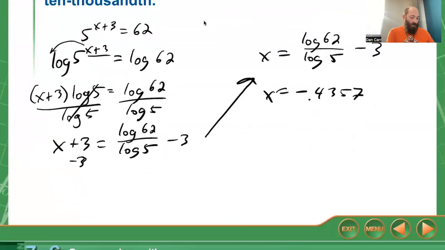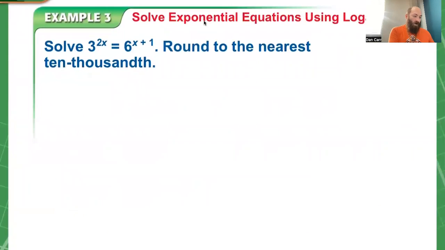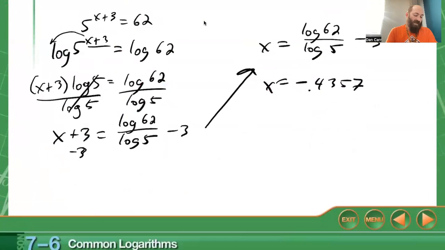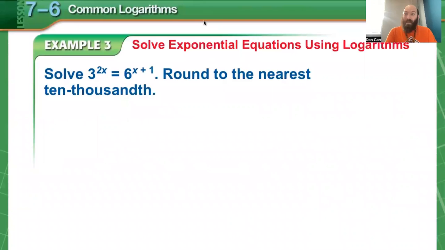All right. So we got 3 to the 2x equals 6 to the x plus 1. And again, we're going to round to the nearest 10,000.